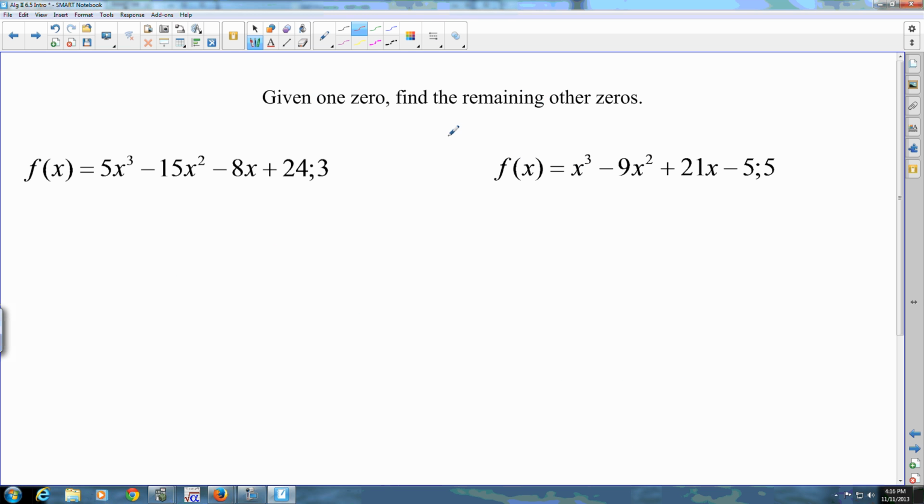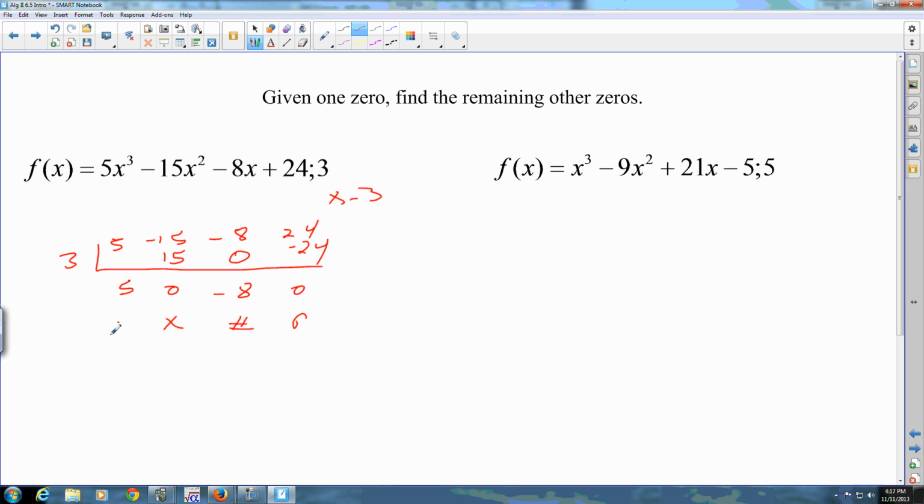Given 3, find the remaining other zeros. Okay, again, this is a factor, x minus 3. Divide that out. 3. So 5, minus 15, minus 8, 24. Pull the 5 down. 15, 0, 0, negative 8, and then negative 24, so 0. So remainder, number, x squared. You're left with 5x squared minus 8 is equal to 0.